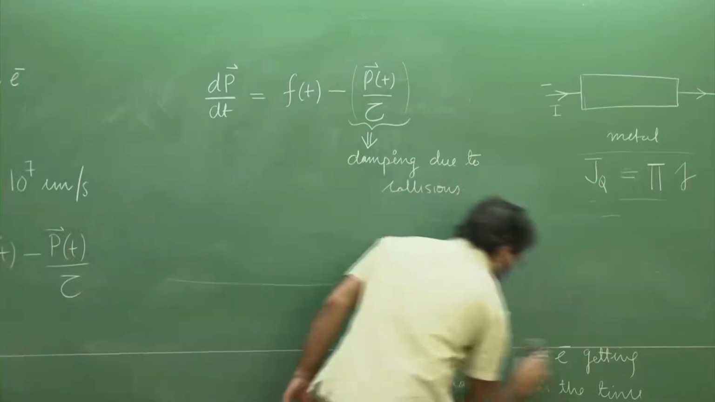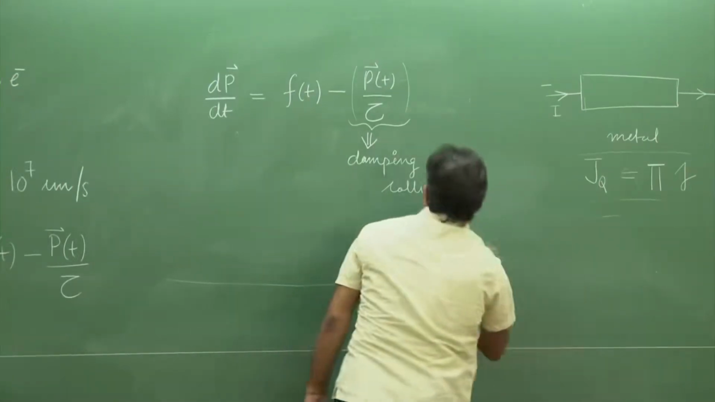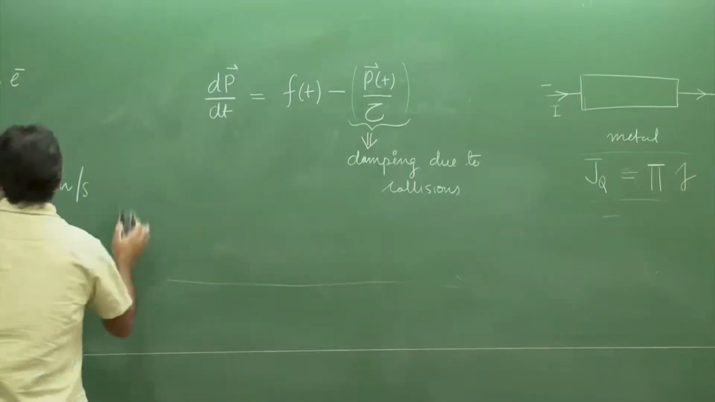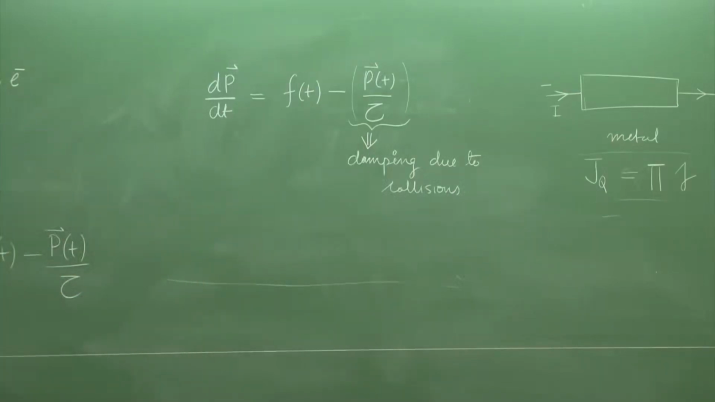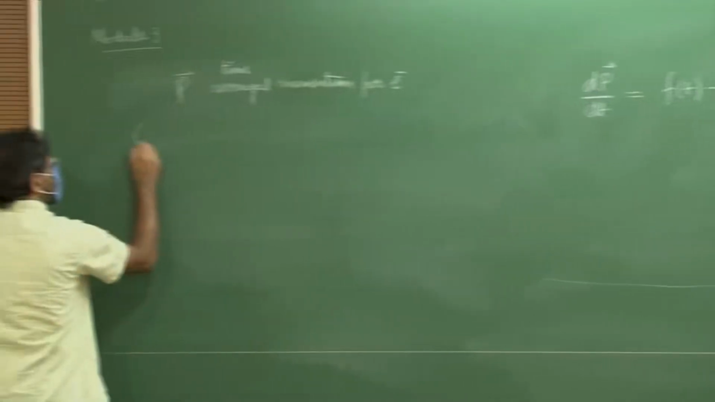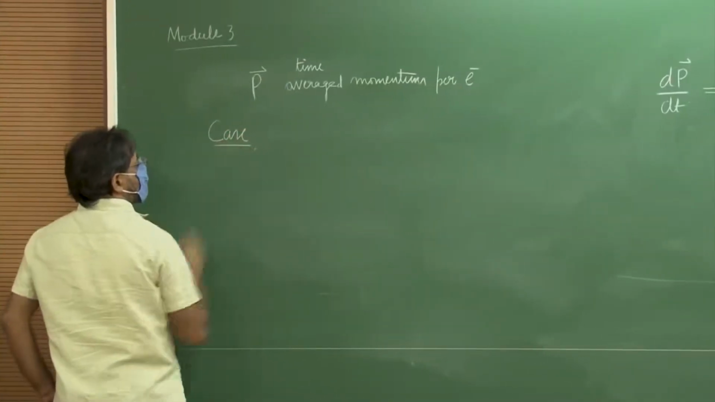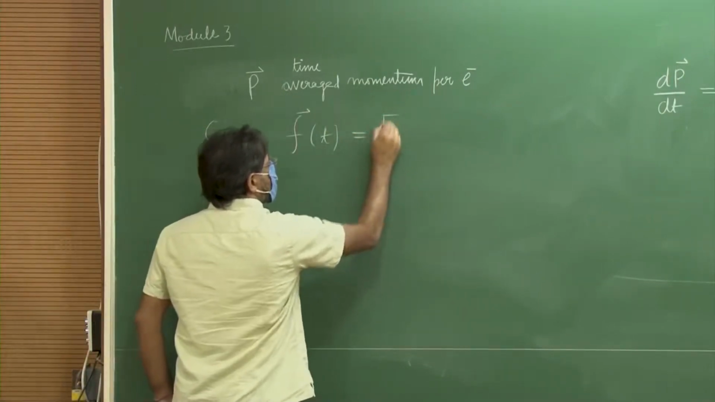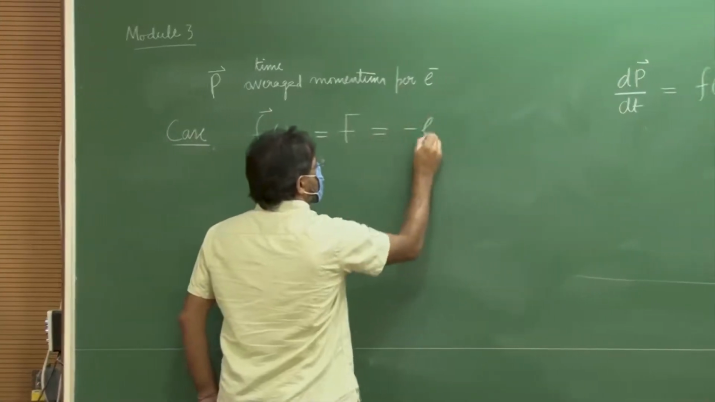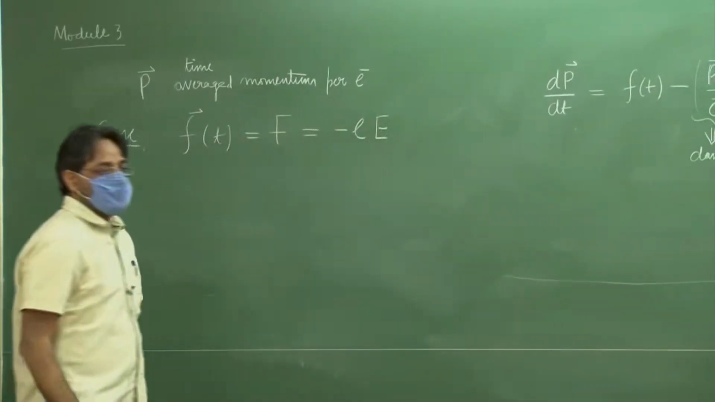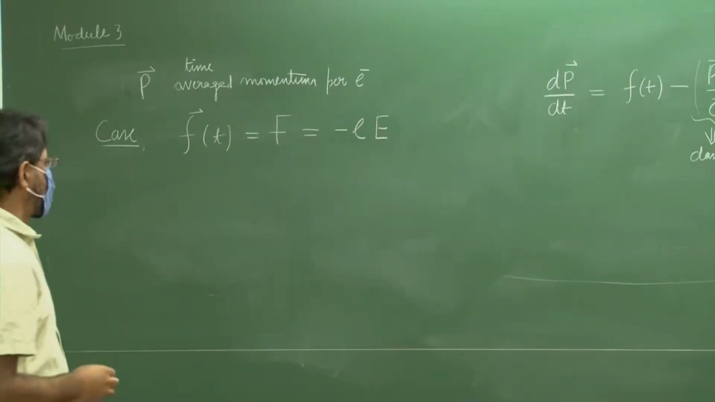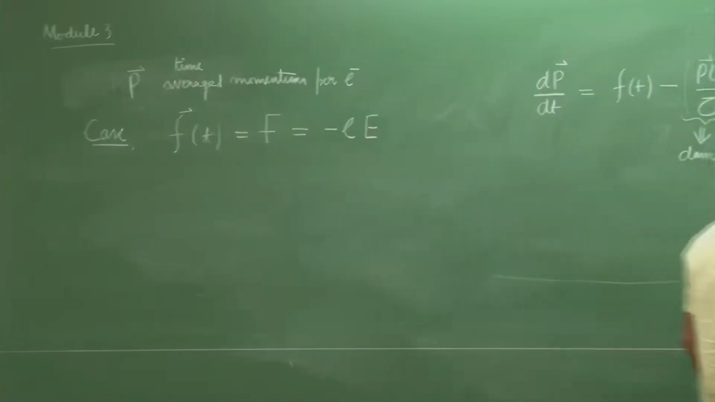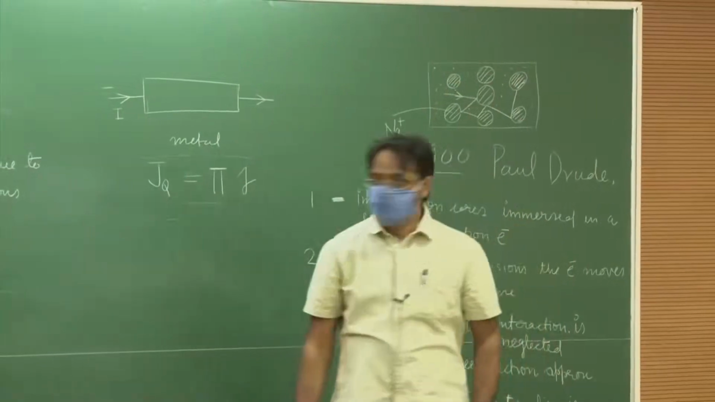Now just 5 more minutes, and let me take a special case just to illustrate how beautifully this whole thing works. So let's take the special case of a force field which is time independent and which is just given by minus E. A constant electric field that you have applied, let's say here. This is a constant electric field applied in the positive x direction, let's say.